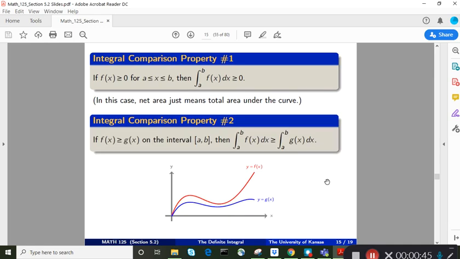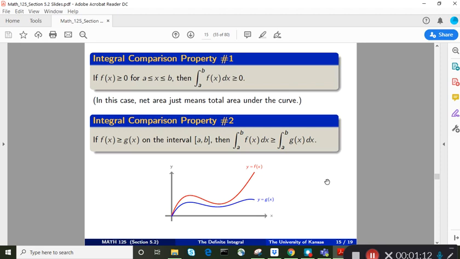And so integral comparison property number 2: if f of x is bigger than or equal to g of x on the interval a, b, then the integral from a to b of f of x dx is bigger than or equal to the integral from a to b of g of x dx. Again, b has to be bigger than a because it's an interval a, b.